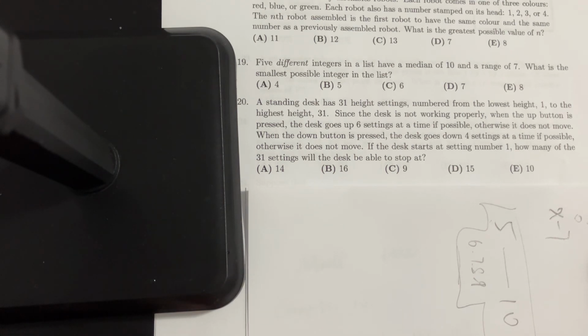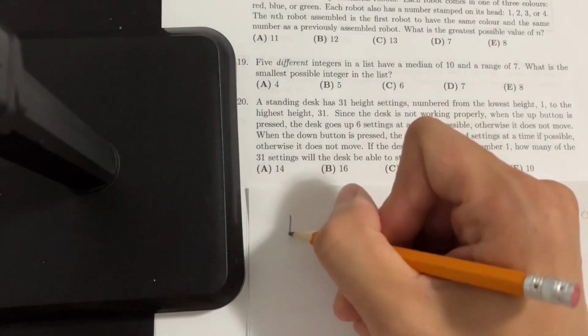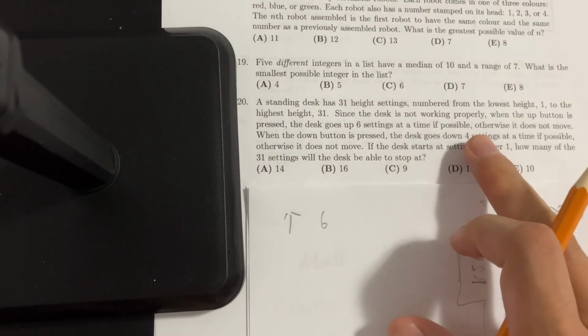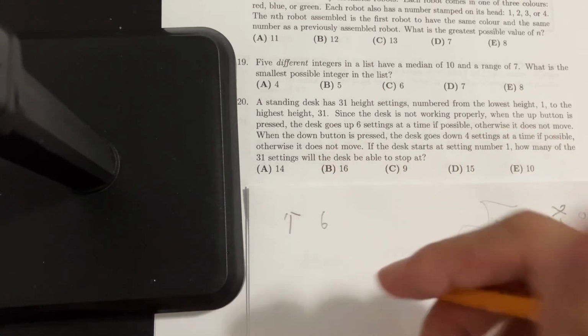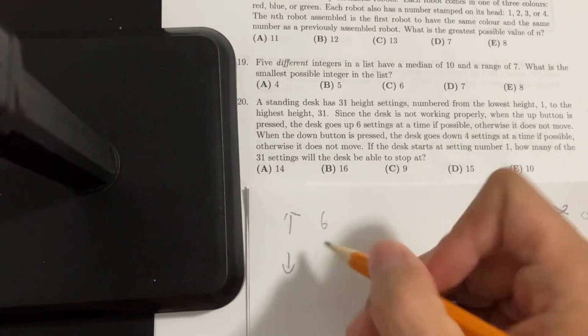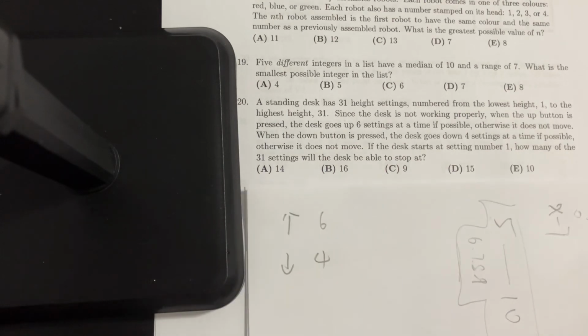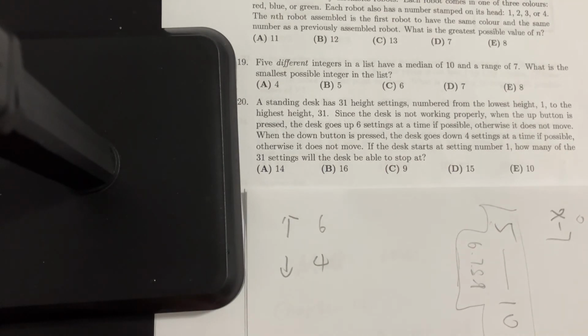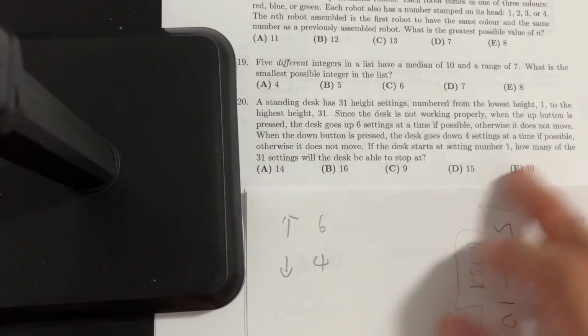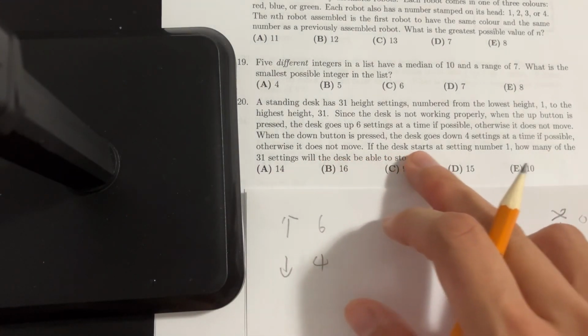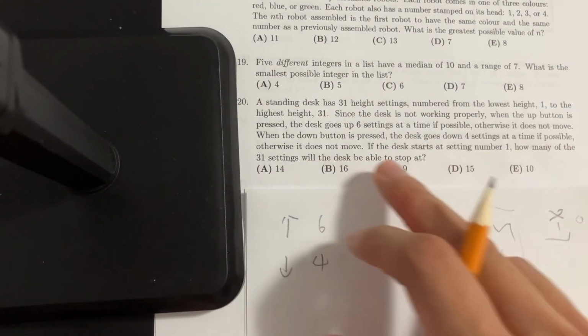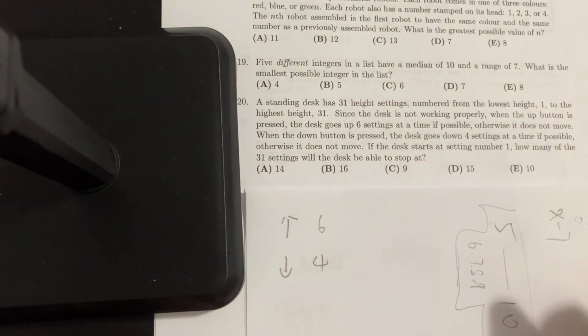And since the desk is not working properly, when the up button is pressed, the desk goes up 6 settings at a time if possible. So if you go up, you have to go up by 6. And if you choose to go down, then you have to go down by 4. So you cannot move by 1, and this is the hard part. And then if the desk starts at setting number 1, how many of the 31 are attainable? How many of them can be reached?